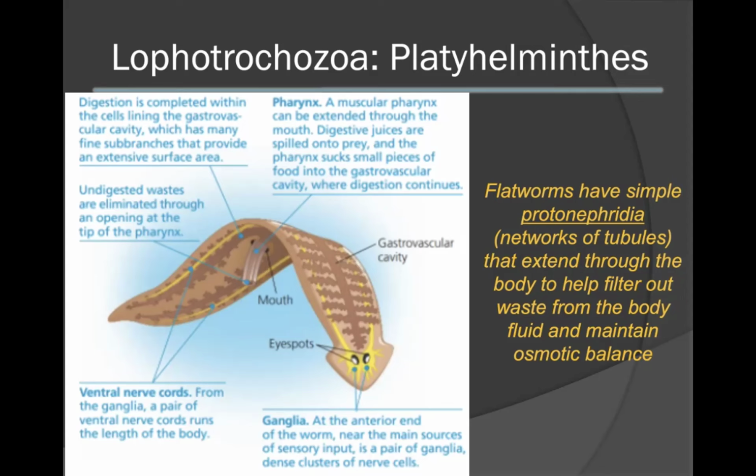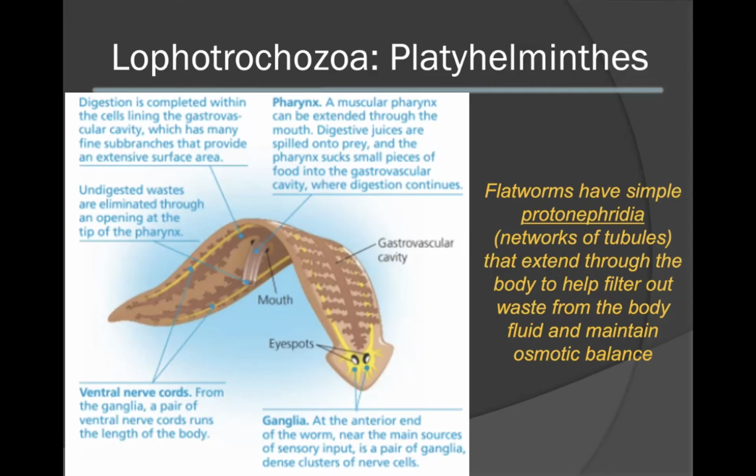Also note the presence of a highly branched gastrovascular cavity. This ensures that nutrients are distributed to all cells within the body. Also note that the flattened shape will also help ensure that all cells have access to nutrients, gases, and can undergo the elimination of waste material.